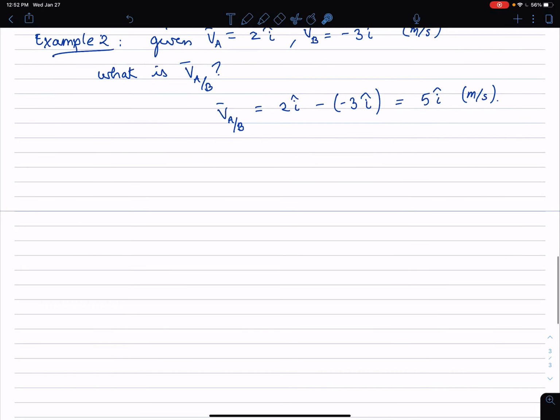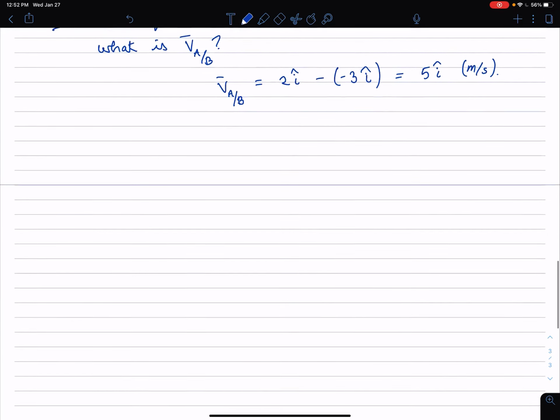So, okay. Let's do another example, another really simple example.